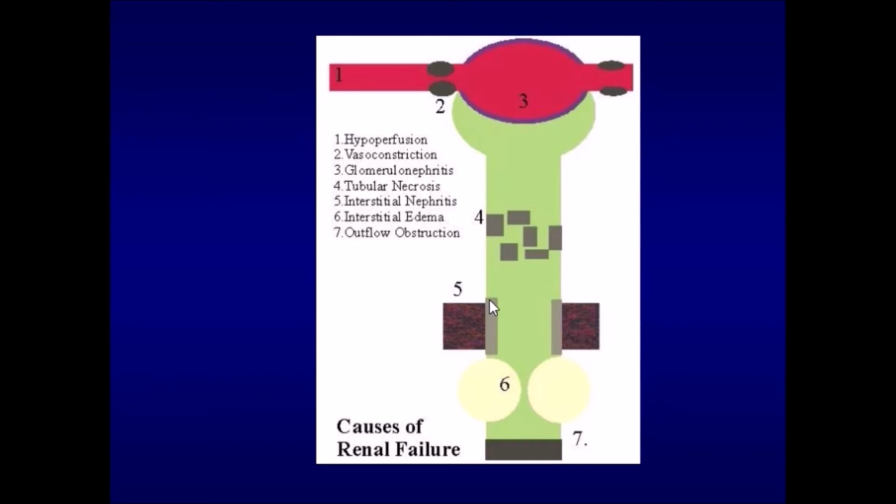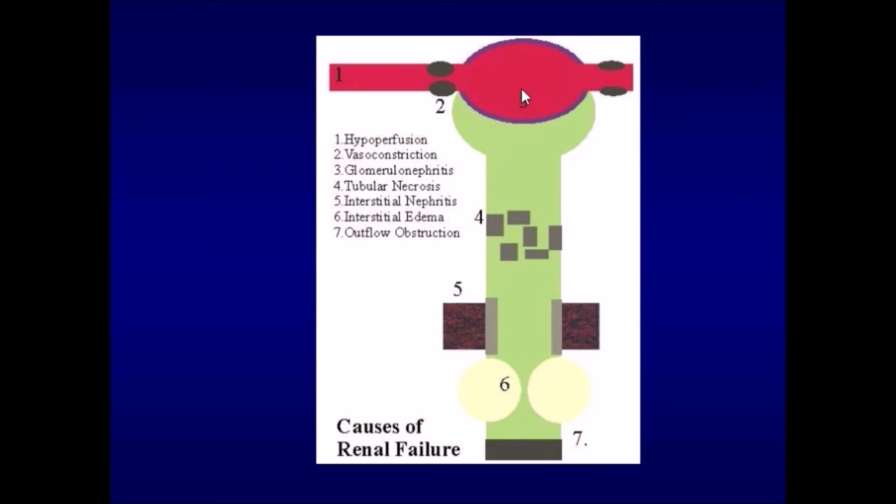This diagram explains to us the possible causes of the renal failure. Here, the number one is the hypoperfusion of the kidney. In the diagram, the label 1 explains that the cause of renal failure could be hypoperfusion. The label 2 indicates the narrowing of the path of the vessels, which is the vasoconstriction. It could also be the cause of renal failure.